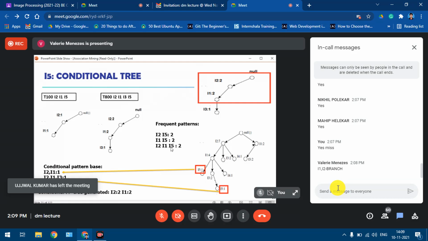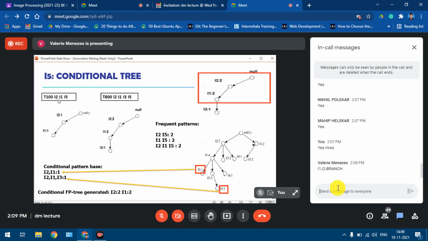Twice. Okay, support count is 2. Now, I2, I5 and I1, I5. Now, how do you derive this? From these two branches, from this branch, I2, I1, you can take the subsets as I2, I5, I1, I5. Take each individual item here, I2 and I1, and you find the support counts.